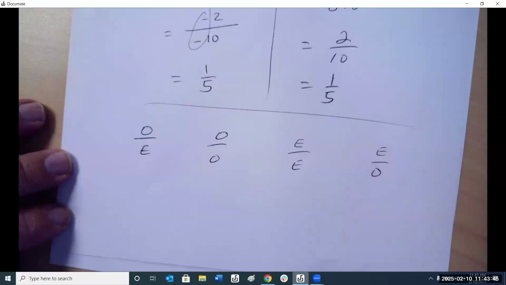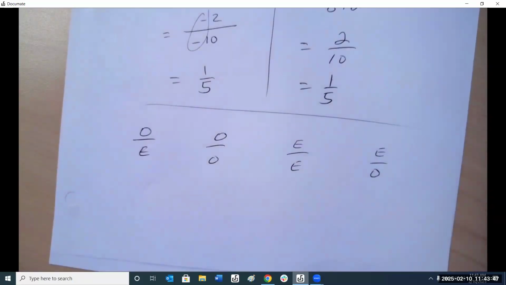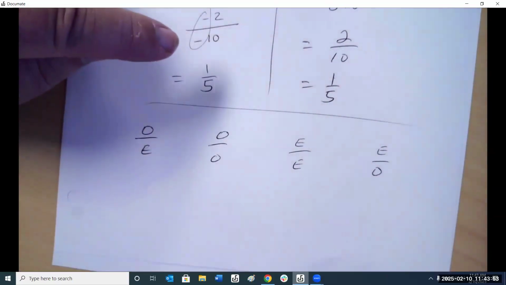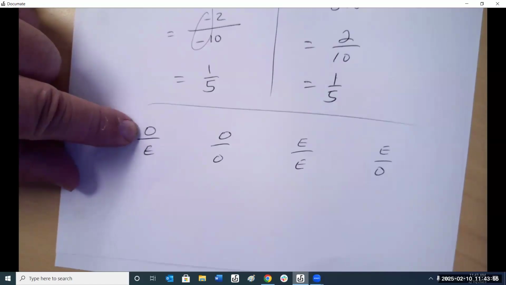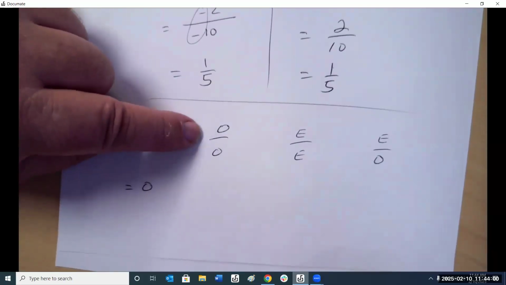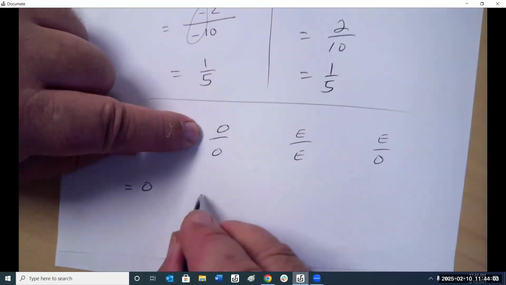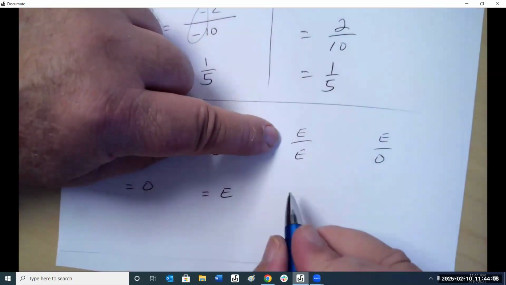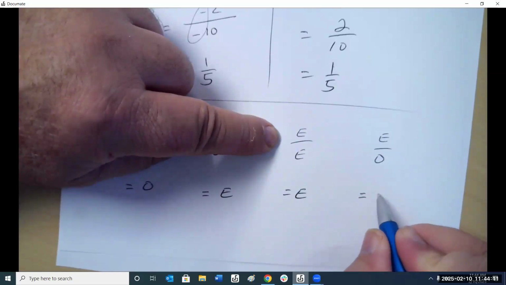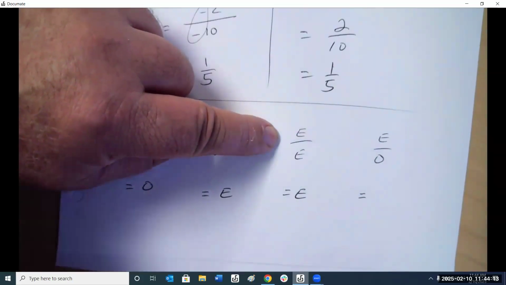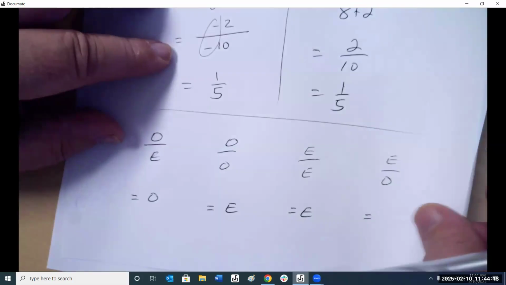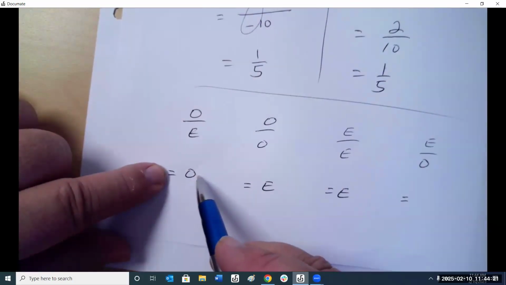In our examples, what do we have? We had originally odd over even. And what happened to it? It turned into odd. Odd over odd, that's even. Even over even, even over odd. What do you think is going to happen? Even. Let's see. I'm thinking it's going to be the same as this one.